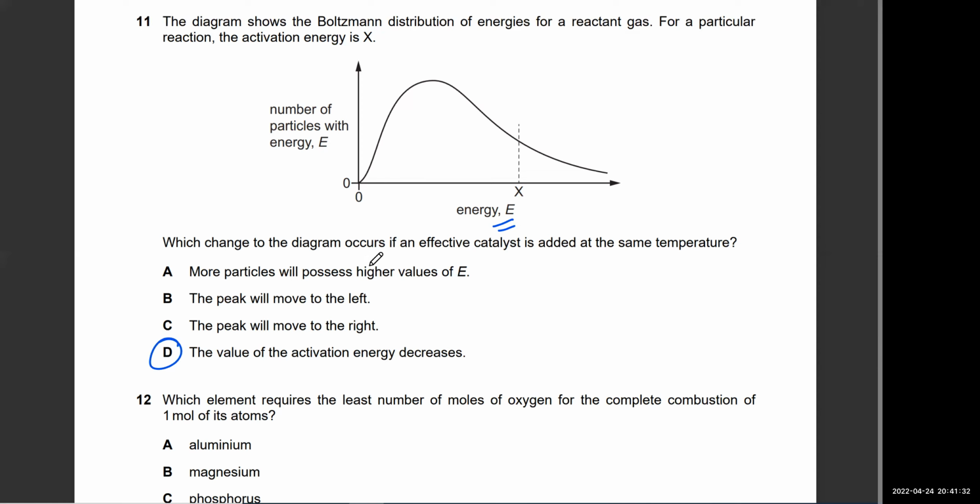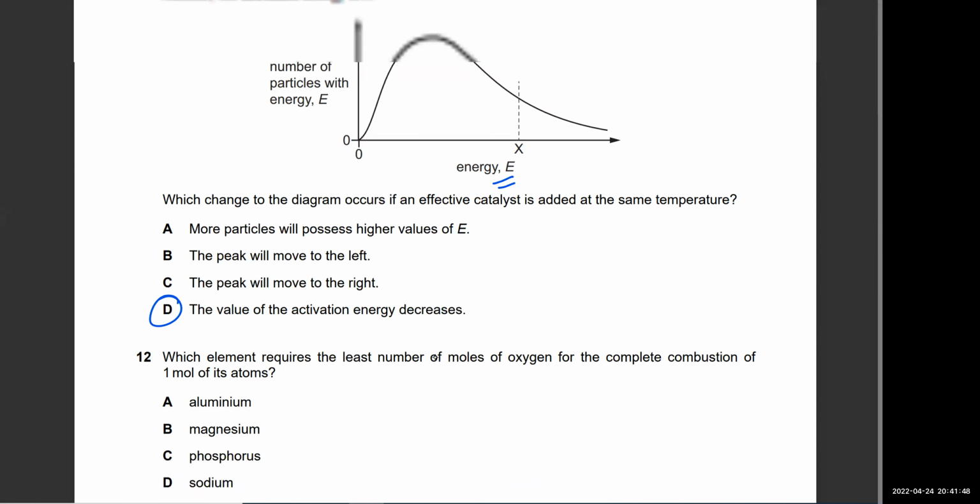More particles will possess higher values of E? No, they won't. The graph would remain exactly the same. The only thing that will happen is that this activation energy would decrease. That's about it. You will have the activation energy at a much lower value.